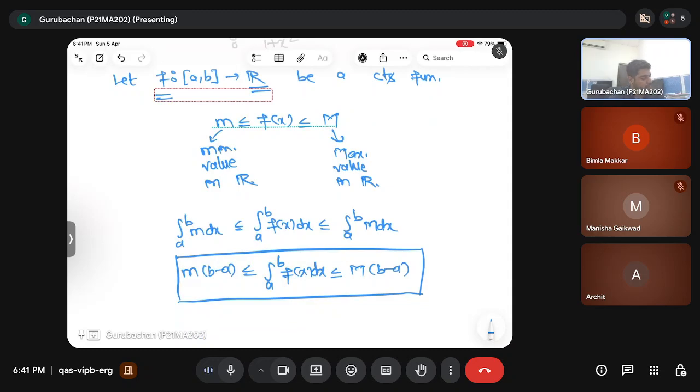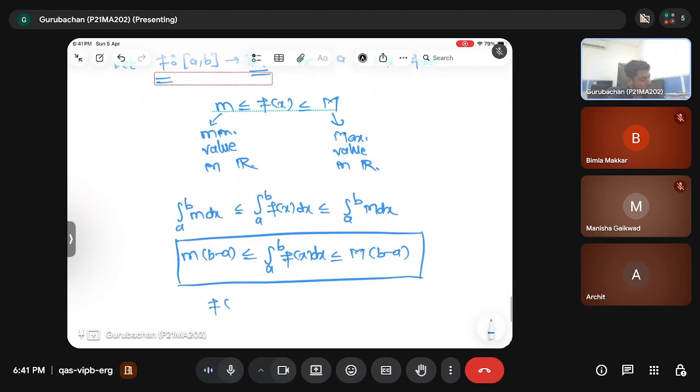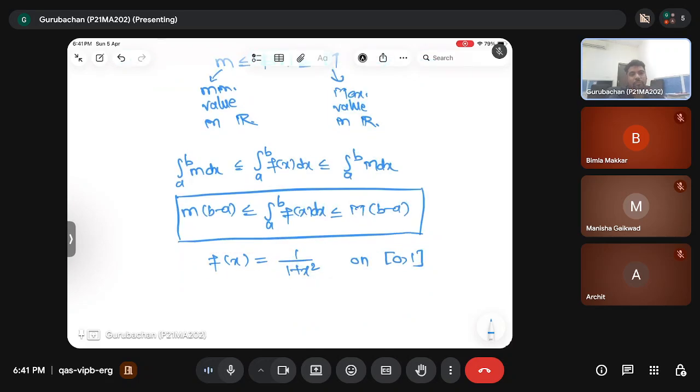Here the function given is f(x) equal to 1 by 1 plus x square on the interval 0 to 1. You need to judge what will be its maximum value and minimum value. Then we can find out its min-max inequality. So try this one and quickly tell me the answer.